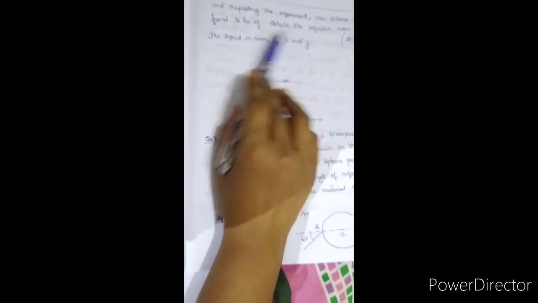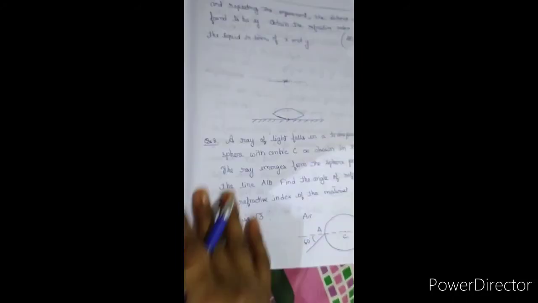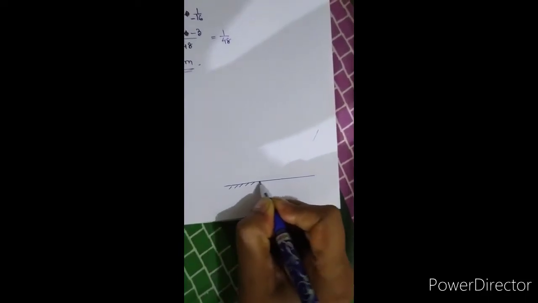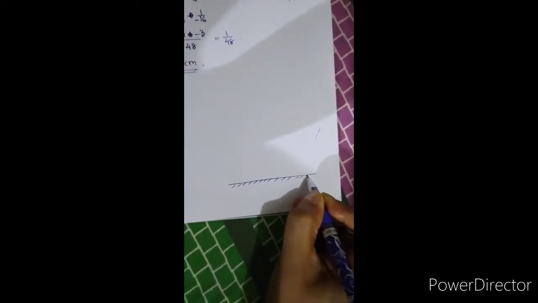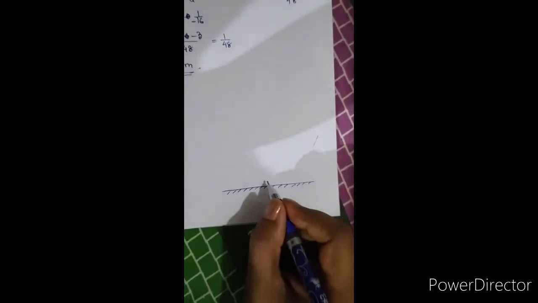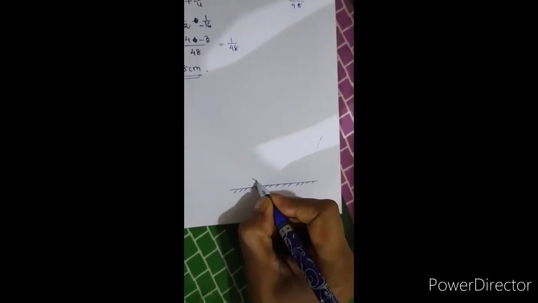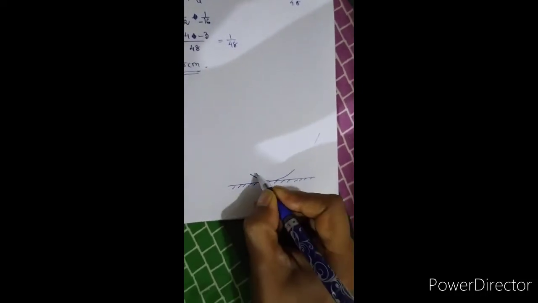Obtain the refractive index of the liquid in terms of x and y. Okay, so we have to solve this. Means the question figure, I am going to draw it again. So this is a plane mirror. You can see this is a plane mirror. At the top of the plane mirror, you have given a liquid drop. Means water droplet is given, and after giving the water droplet, you have placed a convex lens here.